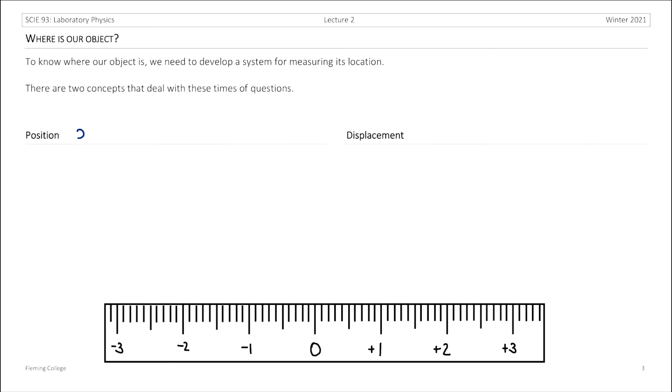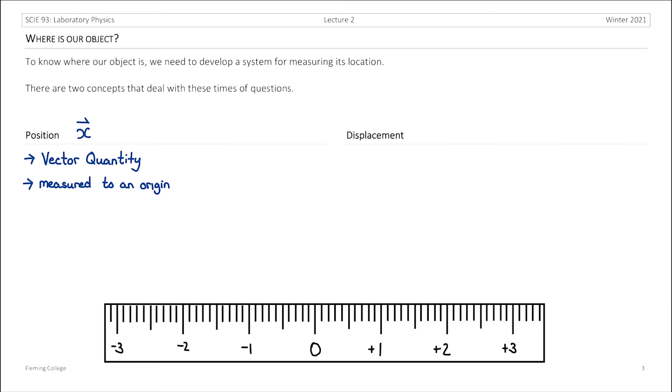Let's look at this concept of where our object is in a little more detail. To know where an object is, we need to develop a system for assessing a numerical value to its location. There are two concepts that deal with these types of questions: position and displacement. Position is represented as an x with a small vector over top. This should signify to you that position is a vector quantity. When we measure position, we will always measure with reference to an origin.